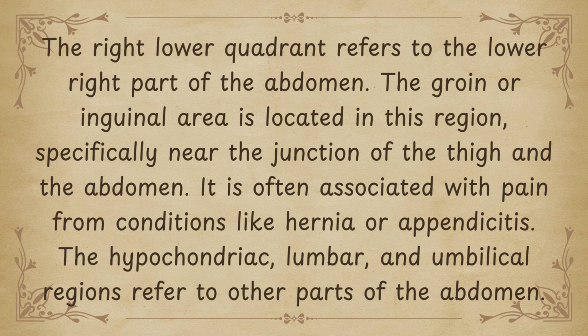The right lower quadrant refers to the lower right part of the abdomen. The groin or inguinal area is located in this region, specifically near the junction of the thigh and the abdomen. It is often associated with pain from conditions like hernia or appendicitis. The hypochondriac, lumbar, and umbilical regions refer to other parts of the abdomen.